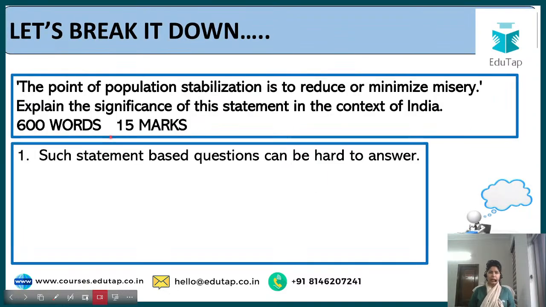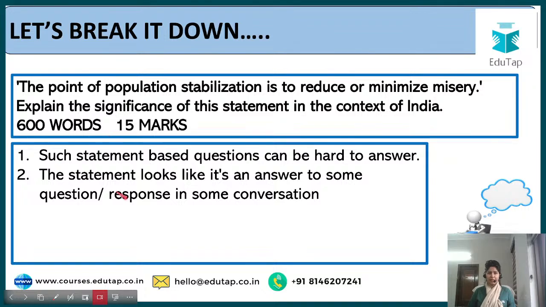Before moving on to the answer blueprint, let me show you that such statement-based questions can be hard to answer. Since this initiative is current affairs based, we have not been able to touch a lot on management or ethics questions. So when such a statement-based or quote-based question is asked, the best way is to start with a quote, an example, or if that is not possible, try to decipher the statement as much as you can.